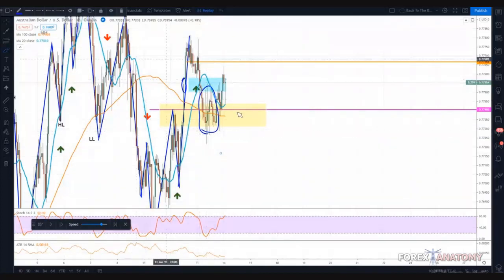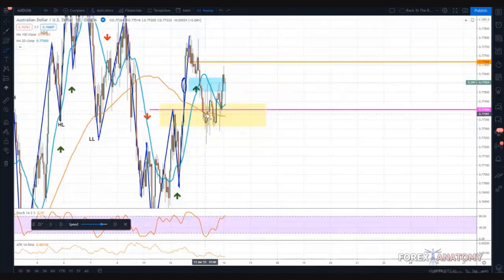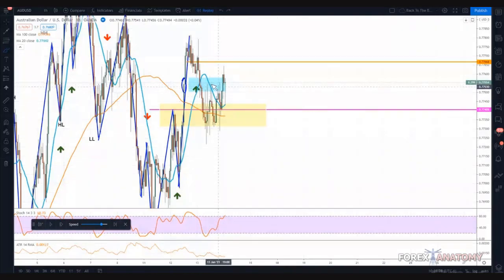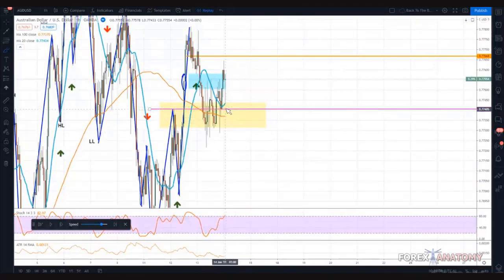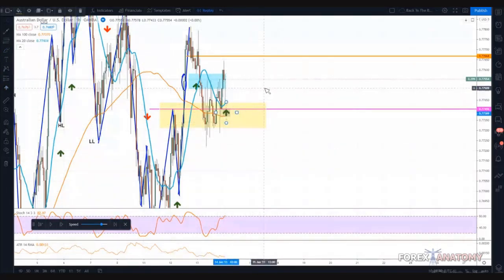So then, of course, in this section, we're just waiting. But when does that happen? It happens as soon as we start seeing the 20 SMA break this high and we see it start sloping upwards. And this is when we can look for a buying opportunity. So right around here on this pullback, we could have entered a buy.